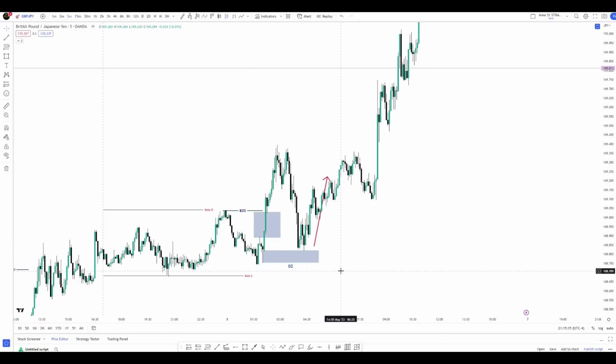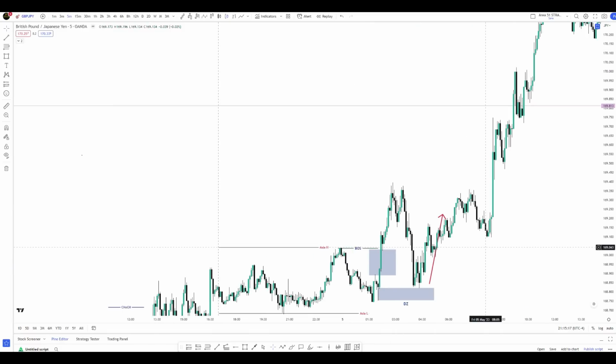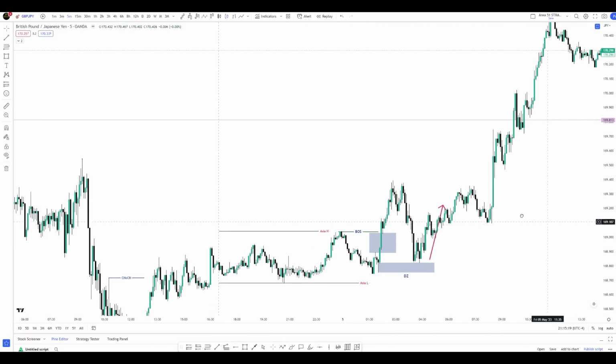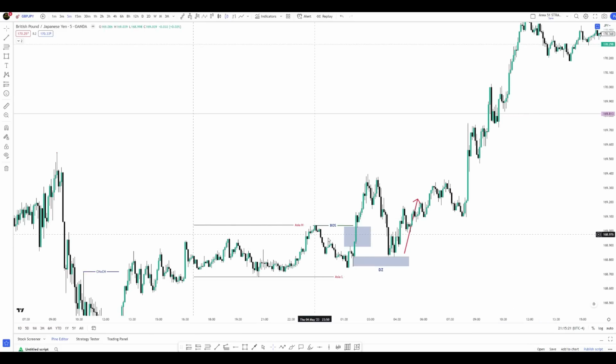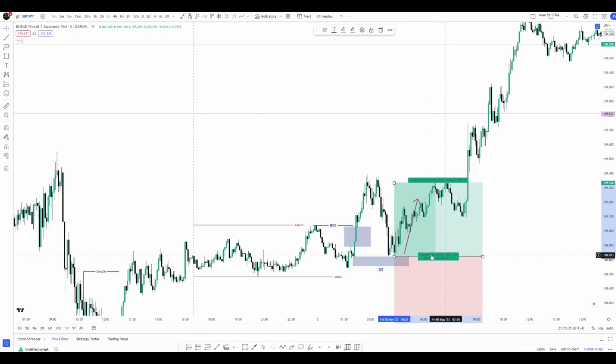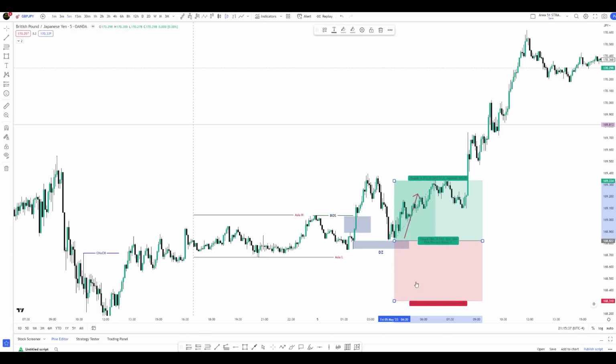So I figured out that since London came with the momentum and broke the Asia high, price is going to come back to fill this imbalance, to rebalance the price and tap on this demand zone, and then continue to the upside. I didn't even wait for any confirmation because that was already enough confirmation. All right. And then I went ahead, set my trade, took about 10 pips.